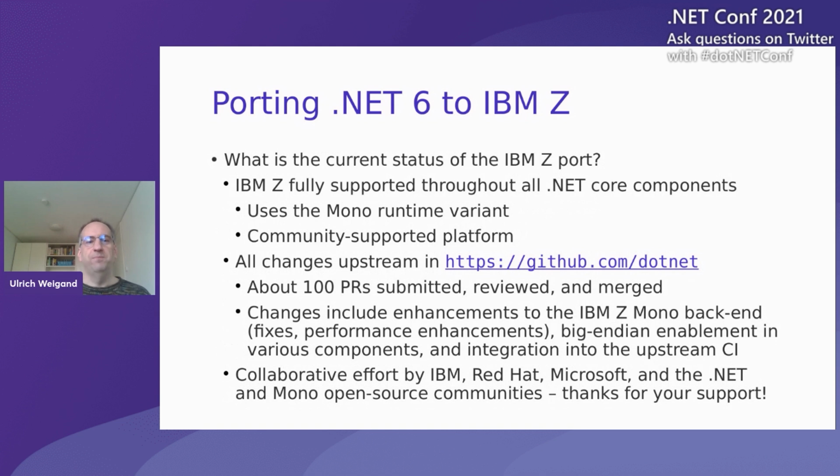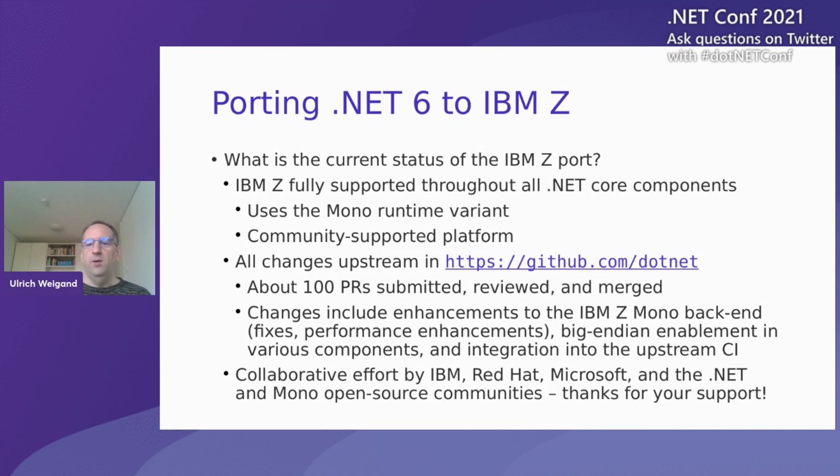Now, where are we? As of right now, as of the release of .NET 6, we are fully supporting IBM Z throughout all these core components I just mentioned. We have chosen to use the mono variant of the runtime simply because there was already pre-existing support that was inherited from IBM Z support in the standalone mono that I mentioned earlier. All those changes have been developed in the open source. They have been submitted, reviewed, merged upstream. So if you check out the open source .NET repositories, you can find all those changes.